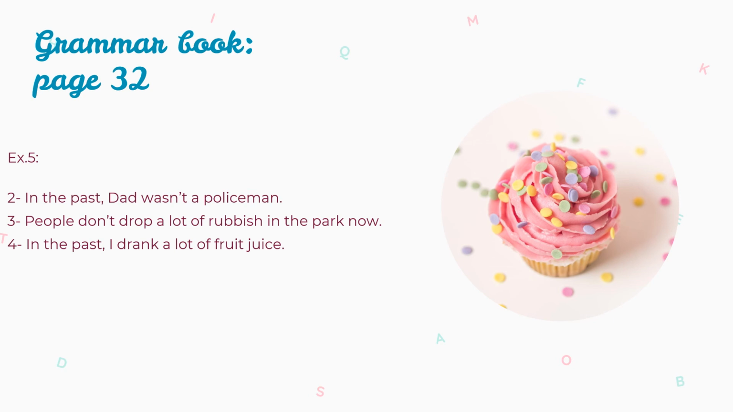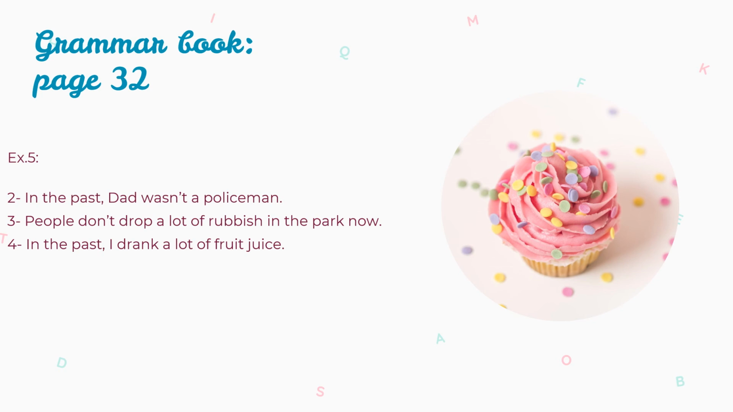Mom used to go to a drama club, which means now she doesn't go. So the correct one is Mom doesn't go to a drama club now, because in the past, she used to. Now she doesn't go to a drama club. Number 2. Dad didn't use to be a policeman. So in the past, he wasn't a policeman. The correct one is in the past, Dad wasn't a policeman.